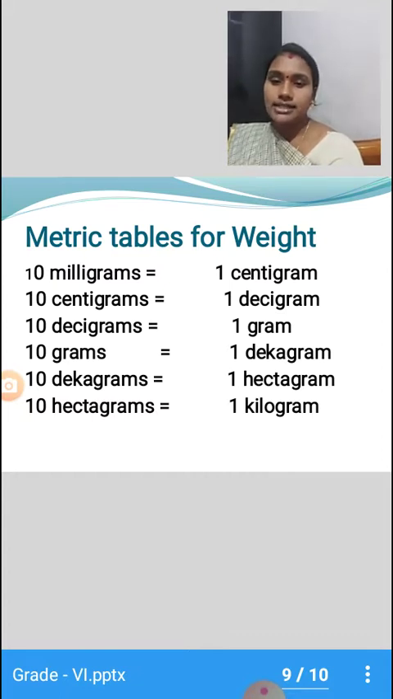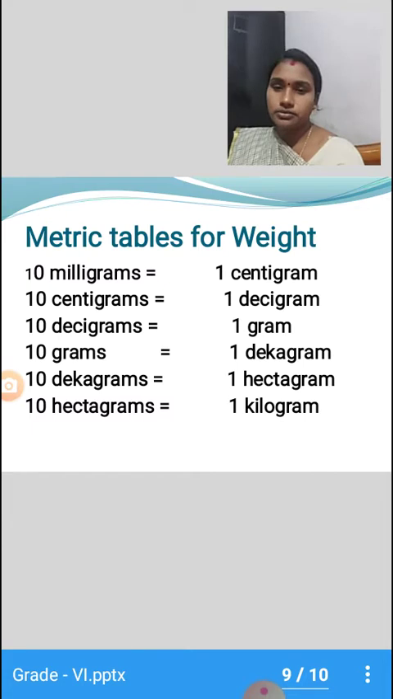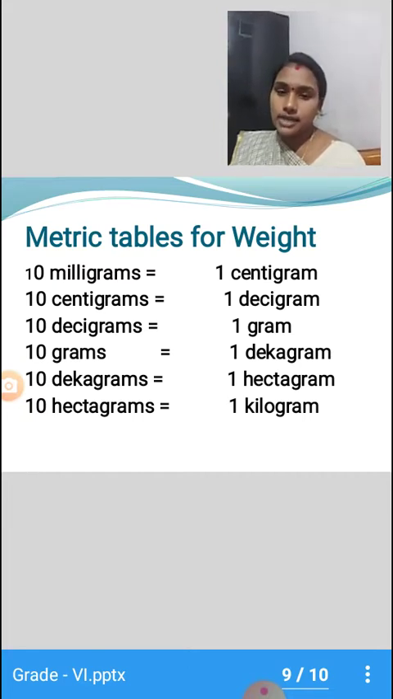10 decigrams is equal to 1 gram. 10 grams is equal to 1 decagram. 10 decagrams is equal to 1 hectagram. And finally we have 10 hectagrams is equal to 1 kilogram.